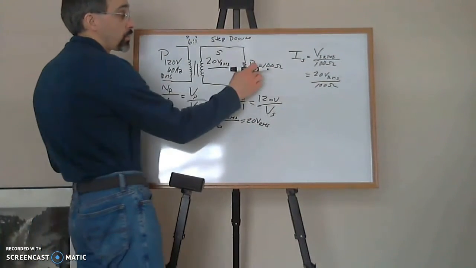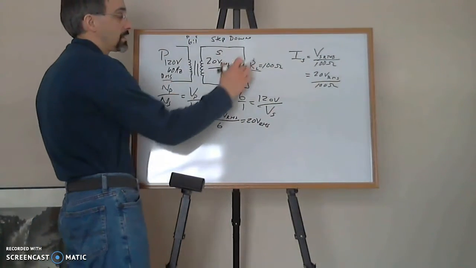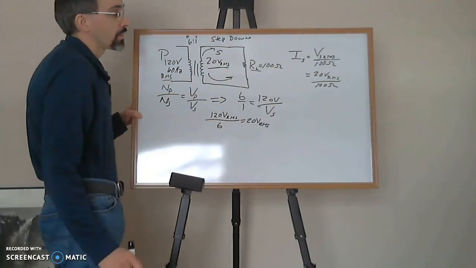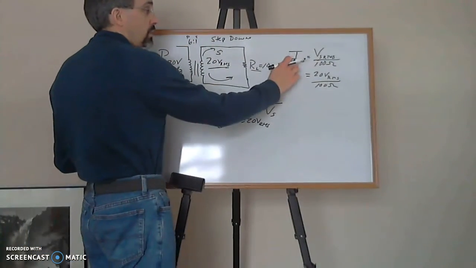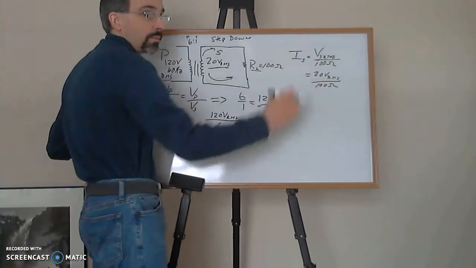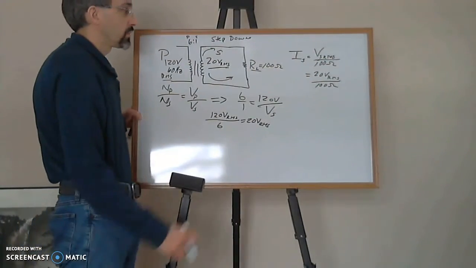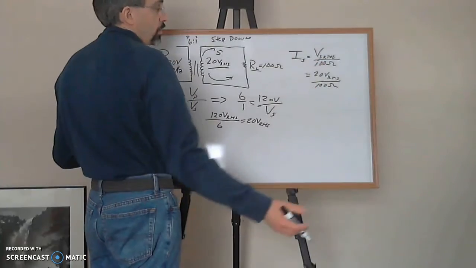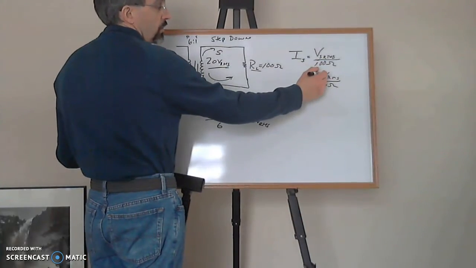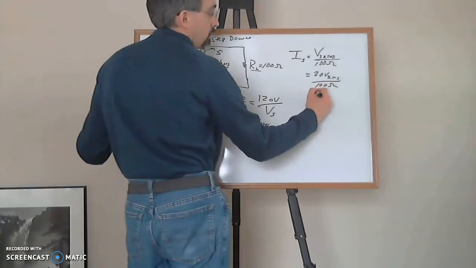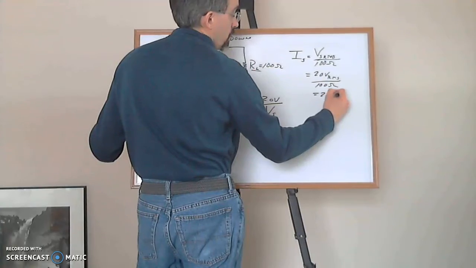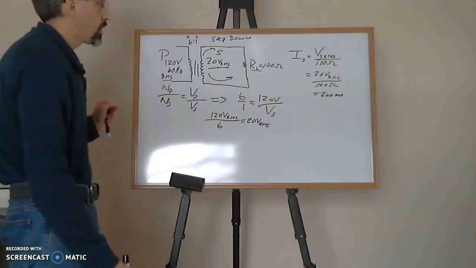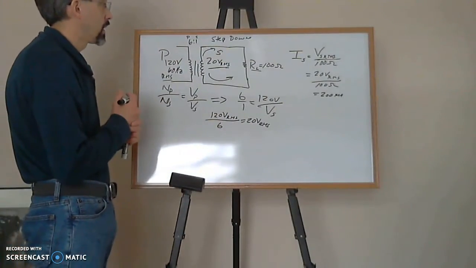Now, since I have a load resistor, and this is an AC circuit because we have a current that's oscillating back and forth there, we can say that the current in the secondary is just the voltage in the secondary, RMS, divided by 100. Since there are no inductors or anything in the circuit, I can basically use this simple Ohm's law equation. 20 volts RMS on 100 gives me 200 milliamperes of current. So that's how we do a step down transformer.